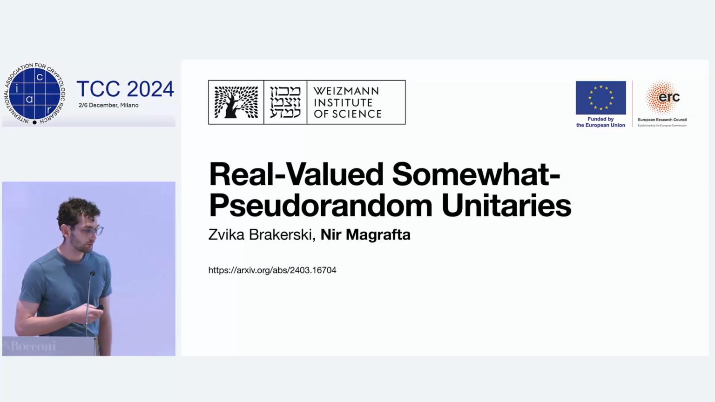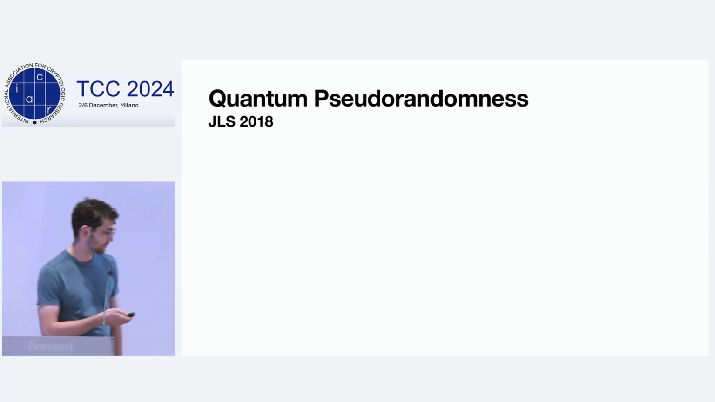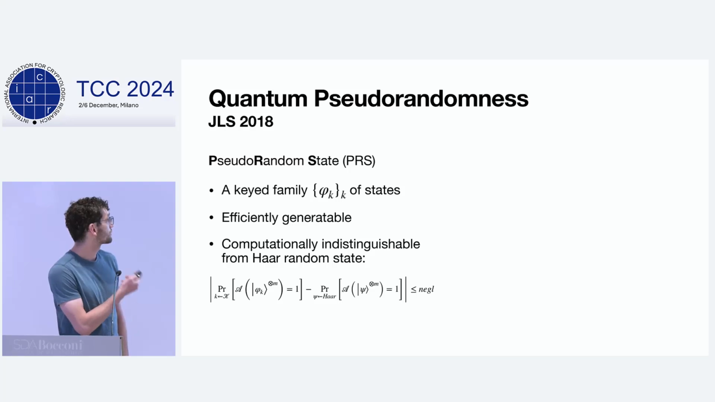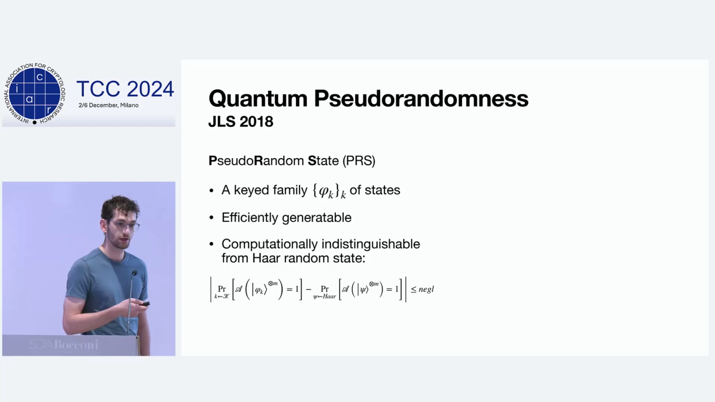In a paper from 2018, Ji, Liu, and Song introduced, as we just heard, two pseudorandom objects, the first being pseudorandom states, and the second being pseudorandom unitaries. I will not reiterate the definitions, we just heard them.